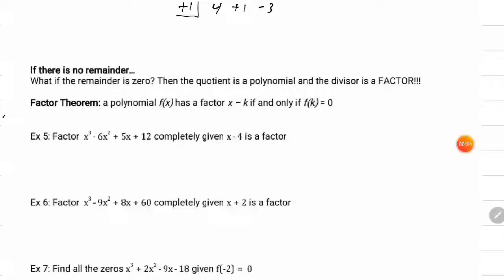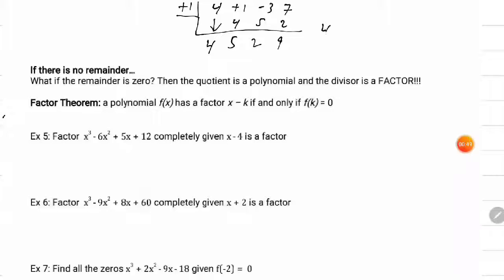Then we got minus 3 for our x, and then our constant is 7. Okay. Drop this down, and then we're going to multiply 4 times 1 is 4. 1 plus 4 is 5. 5 times 1 is 5. Negative 3 plus 5 is 2. 2 times 1 is 2. And 7 plus 2 is 9.